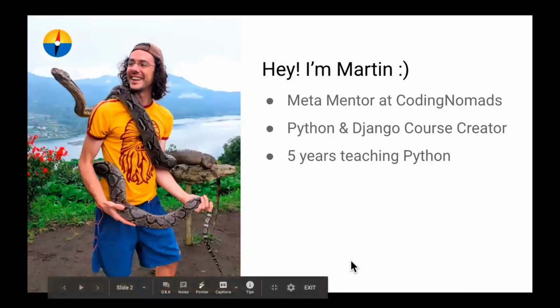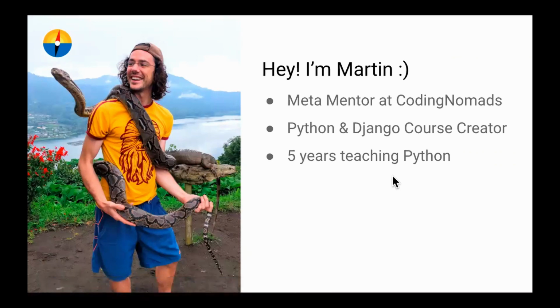To get started about myself, that's me. I'm Martin. See, this picture was taken a while ago, so the hair has grown in the meantime. I've been working with Coding Nomads now for a long time, and built out Python courses that are on the platform, and also the Django course. And yeah, it's been 5 years teaching Python already. All right, well, that's a long time, but that's fine. Okay, luckily the snake is not around my neck anymore, so I'm happy about that too.